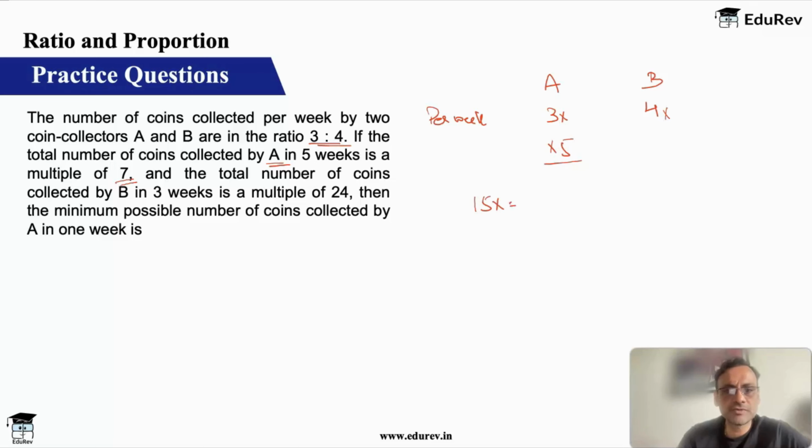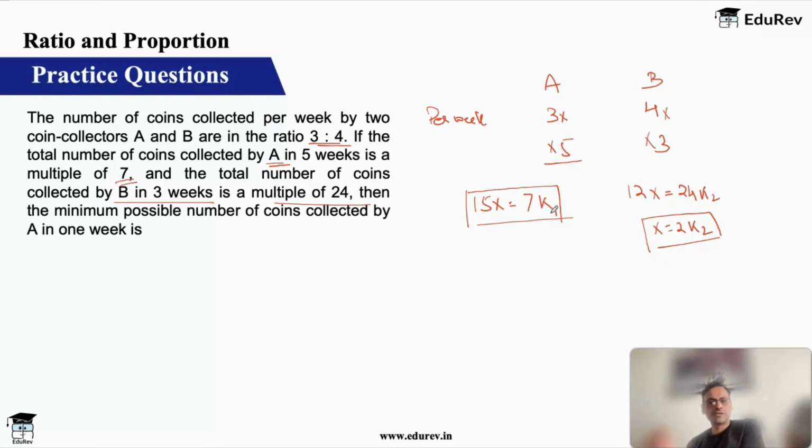15x is a multiple of 7, that means it is equal to 7k, right? That is what you get. And the total number of coins collected by B in 3 weeks is a multiple of 24. So let's say this is k1, okay? And B in 3 weeks, he is going to do 12x. This is a multiple of 24, 24k2, or x is equal to 2k2.